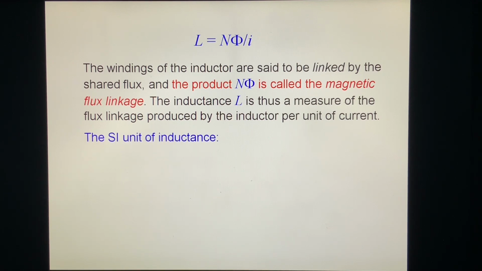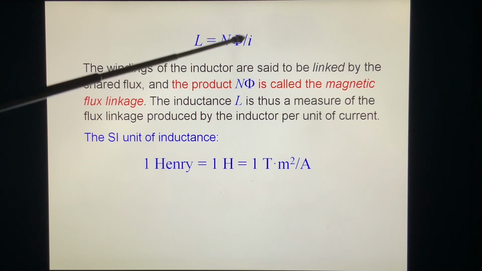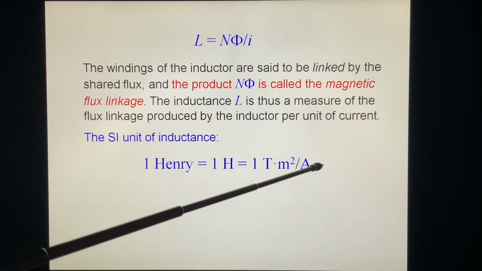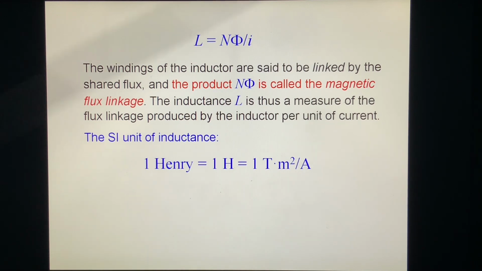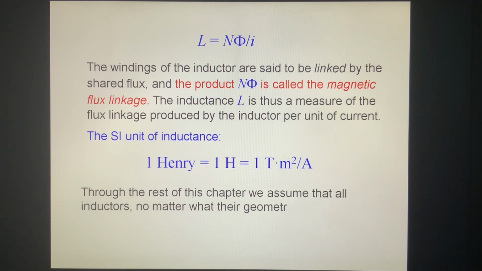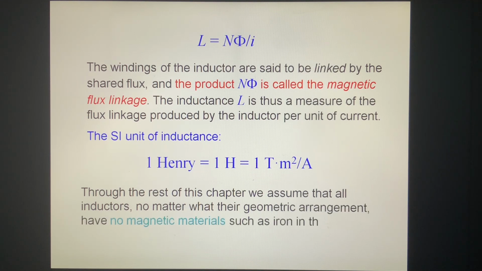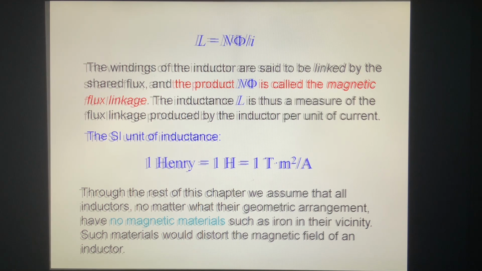The metric system unit of inductance is the Henry. This is flux, Tesla meter squared, and this is ampere. So 1 Henry equals 1 Tesla meter squared per ampere. Throughout the rest of this chapter, we assume that all inductors, no matter what their geometric arrangement, have no magnetic materials such as iron in their vicinity. Such materials will distort the magnetic field of an inductor.